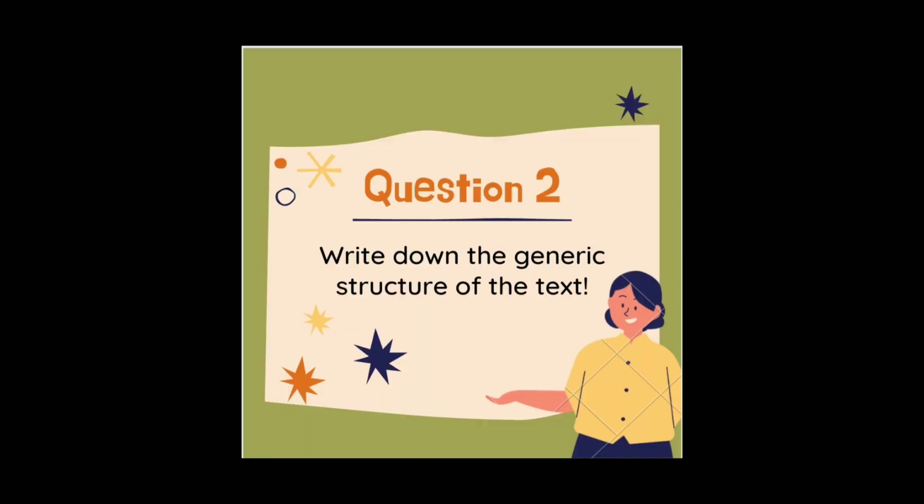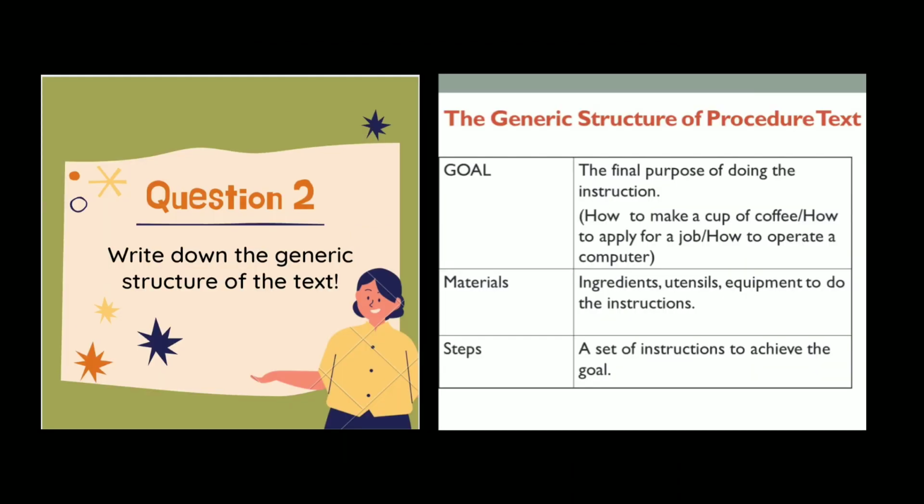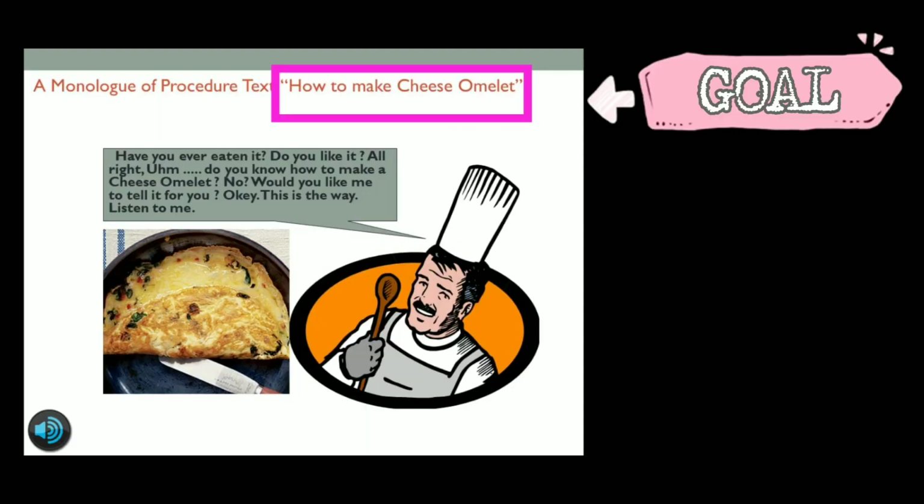Question 2. Write down the generic structure of the text. Pertanyaan ini mengarahkan kamu untuk menganalisis struktur umum atau langkah-langkah penulisan dari teks yang kamu dengar. Do you still remember 3 steps for writing procedure text? Mem harap kamu masih ingat. Ini 3 langkah penulisan teks prosedur: goal, materials, dan steps. The answer of the goal is clearly stated here. Jawabannya, how to make cheese omelette.